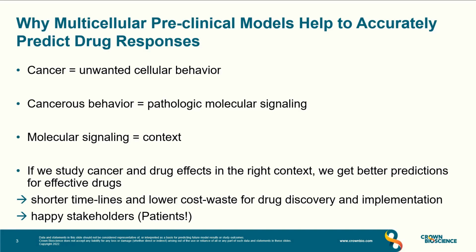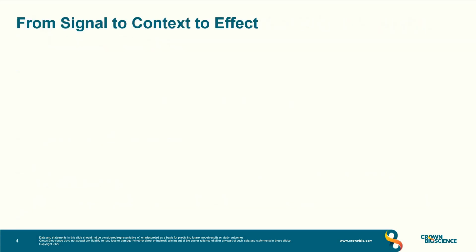Envision cancer. Cancer is essentially just unwanted cellular behavior, but unwanted cancerous cellular behavior you can see as purely pathological molecular signaling. And then on top of that, molecular signaling is highly dependent on the context. So if we study cancer and drug effects in the right context, we will get better predictions for effective drugs, which means shorter timelines and lower cost waste for drug discovery and implementation, and most importantly, happy stakeholders, which are, of course, the patients.